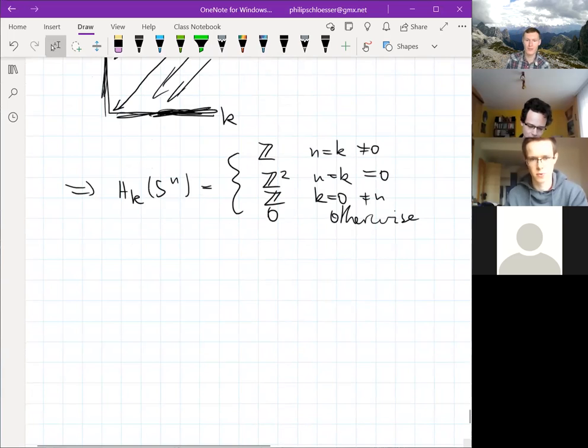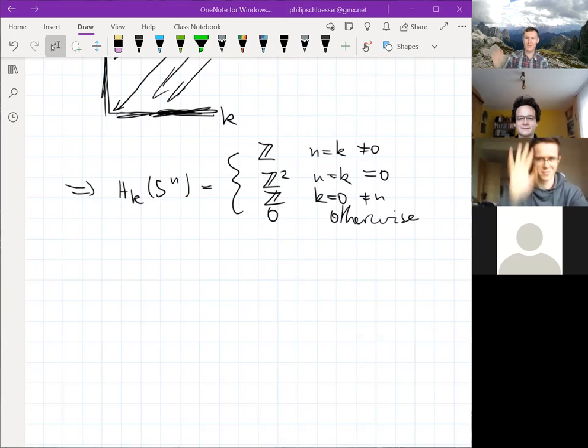Okay. I have a bit more stuff to cover actually. Two things to mention. I've already said that H0 classifies path components. Oh, okay. Bye.